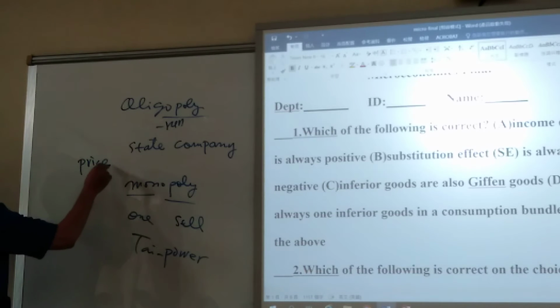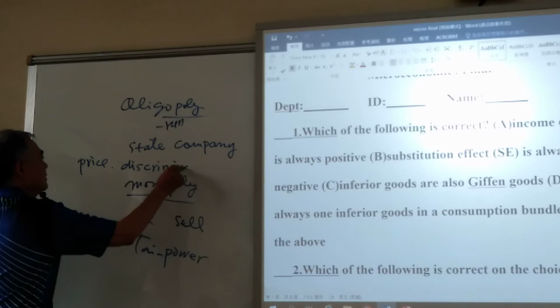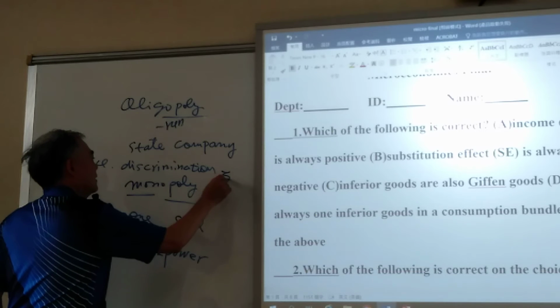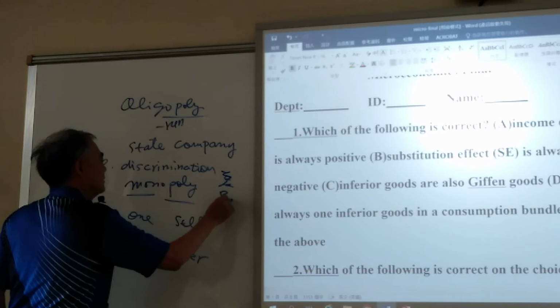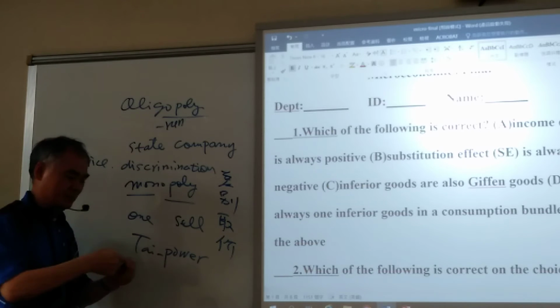Price discrimination. That is called this in Mandarin.